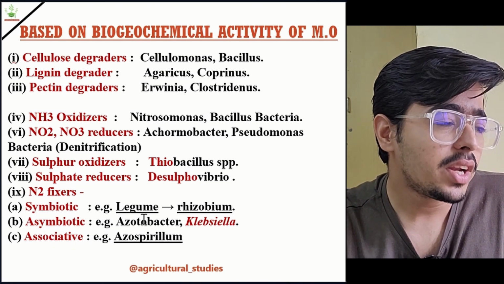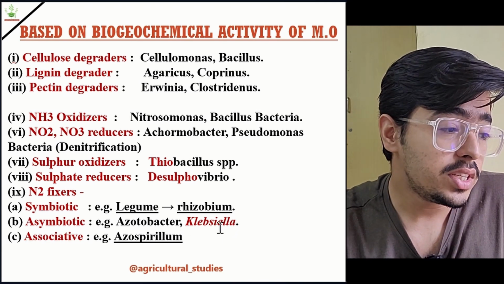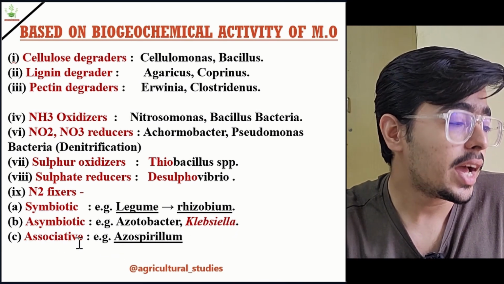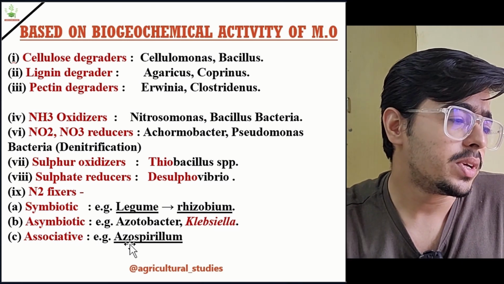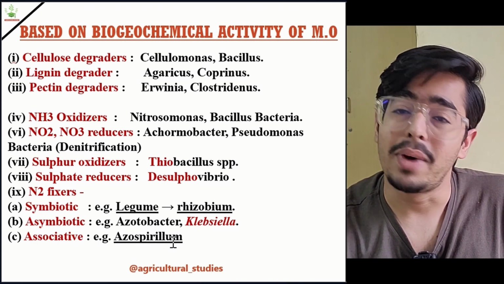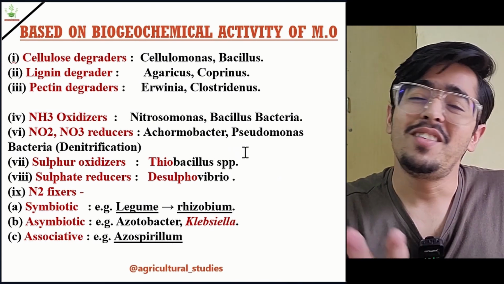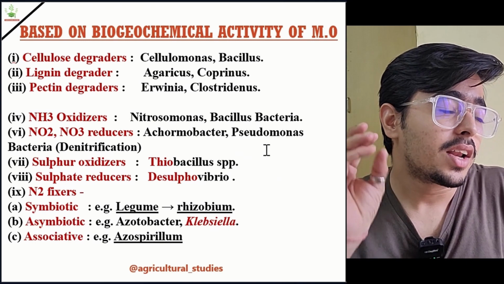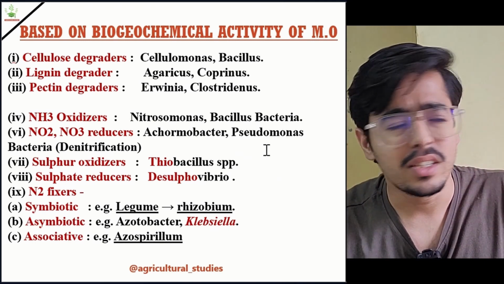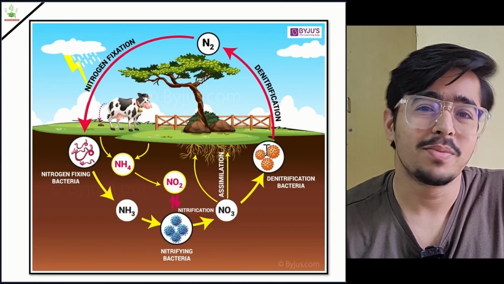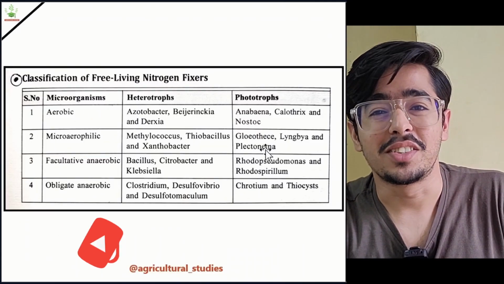Next is asymbiotic relation, which has Azotobacter and Klebsiella. These are two important names, and the associative relationship can be seen in Azospirillum. So it is very important. So we have discussed the classification based on the biogeochemical activity, or we can say just biochemical activities of microorganisms, right? Next is classification of free living nitrogen fixers.